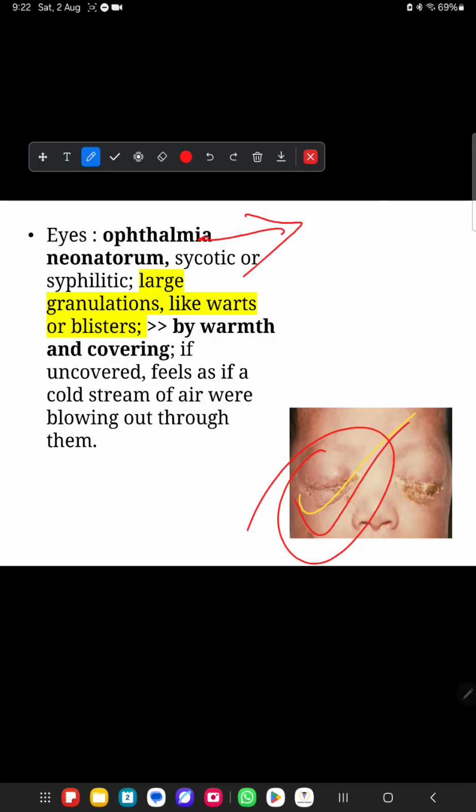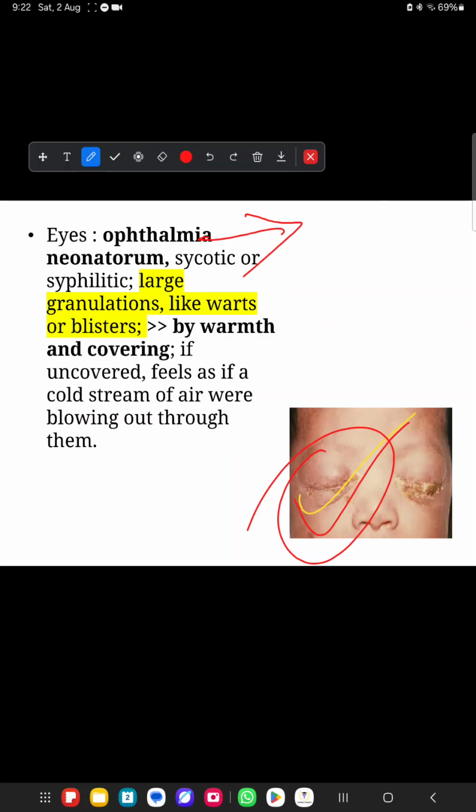Conjunctivitis is there. We can correlate with the disease condition, like acute conjunctivitis. The patient is having ophthalmia neonatorum, and this we can correlate with Argentum nitricum, where you will find the ophthalmia neonatorum scarlet red, and there will also be stickiness. You will find a red, vivid color. That is the characteristic symptom of Argentum nitricum.